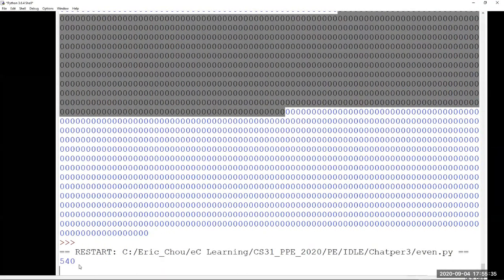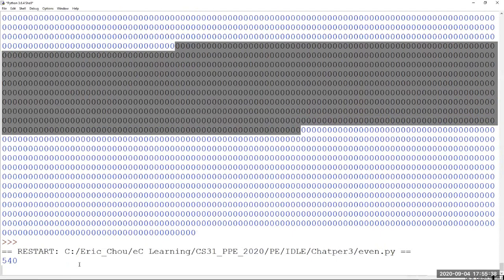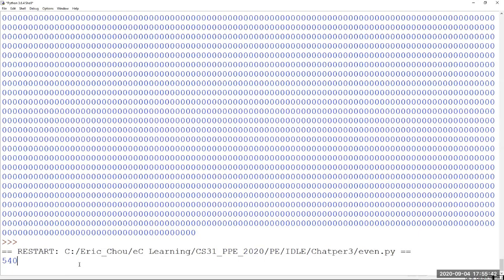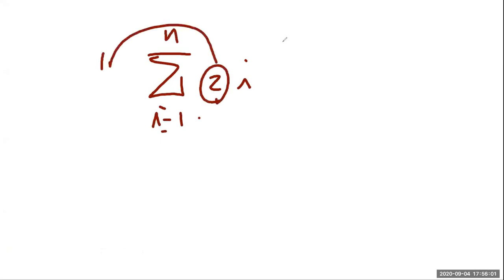Yeah, it's 540. Is that okay? Make sense? Let me explain one more time about the math portion, okay? When you have the summation of 2i, i from 1 to n, this 2 can be taken out. It equals 2 times the summation of i equals 1 to n, okay, for each one of these.